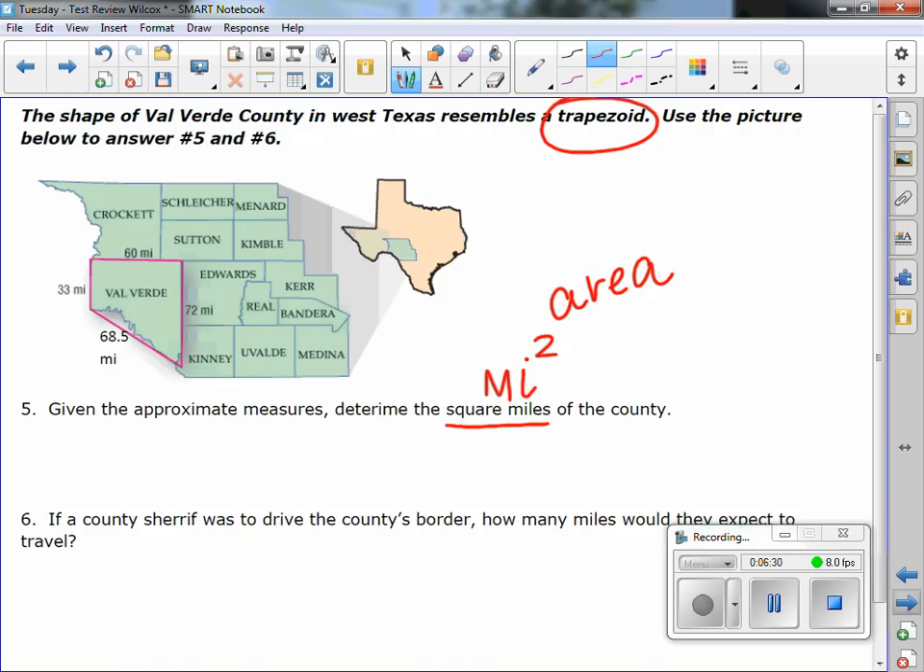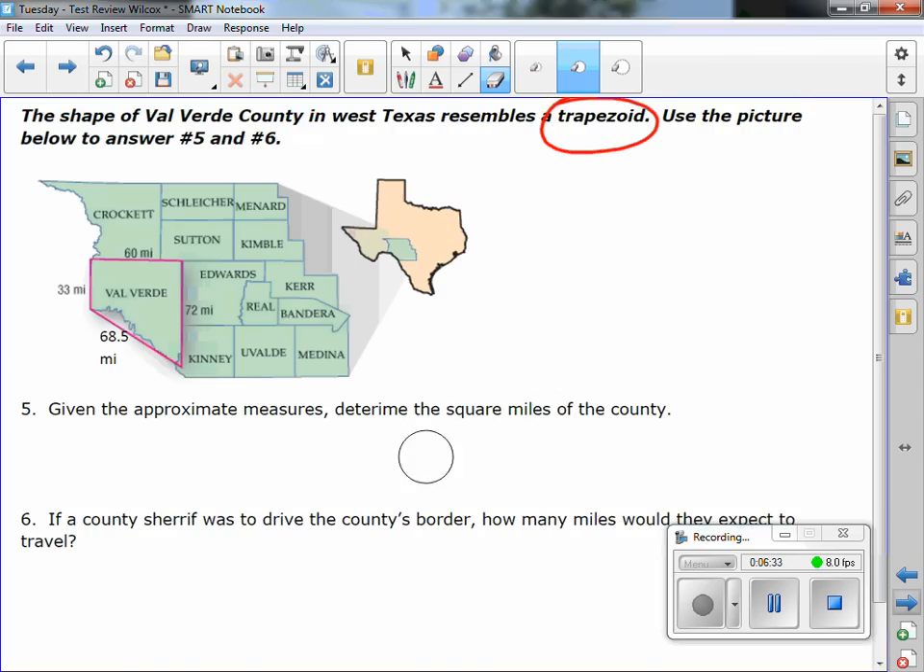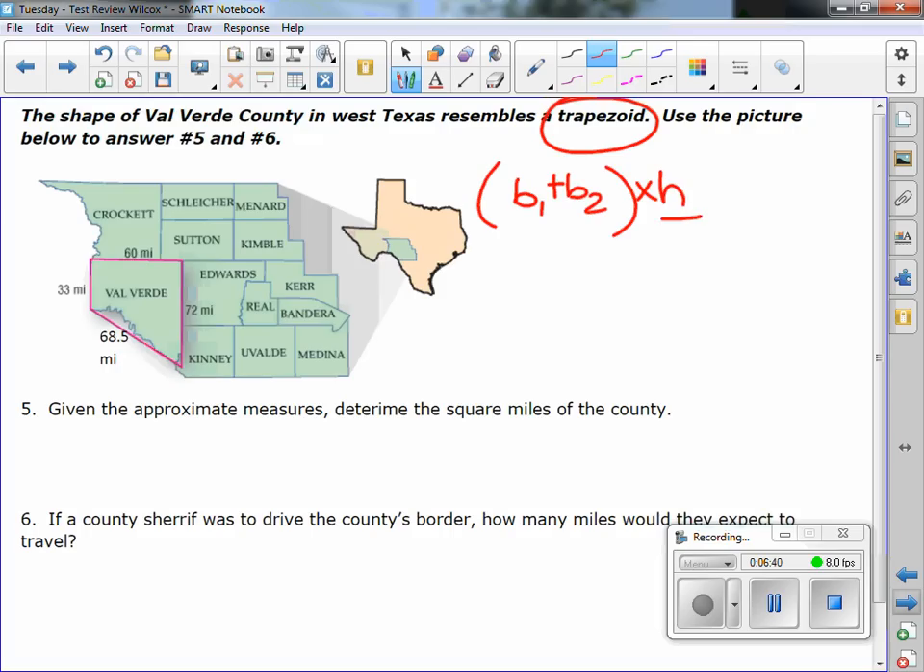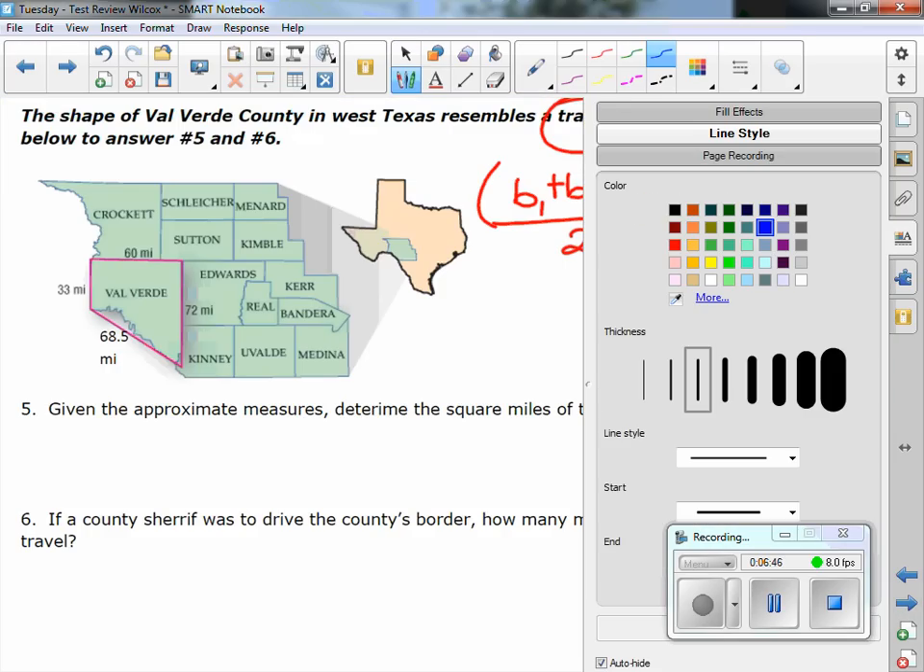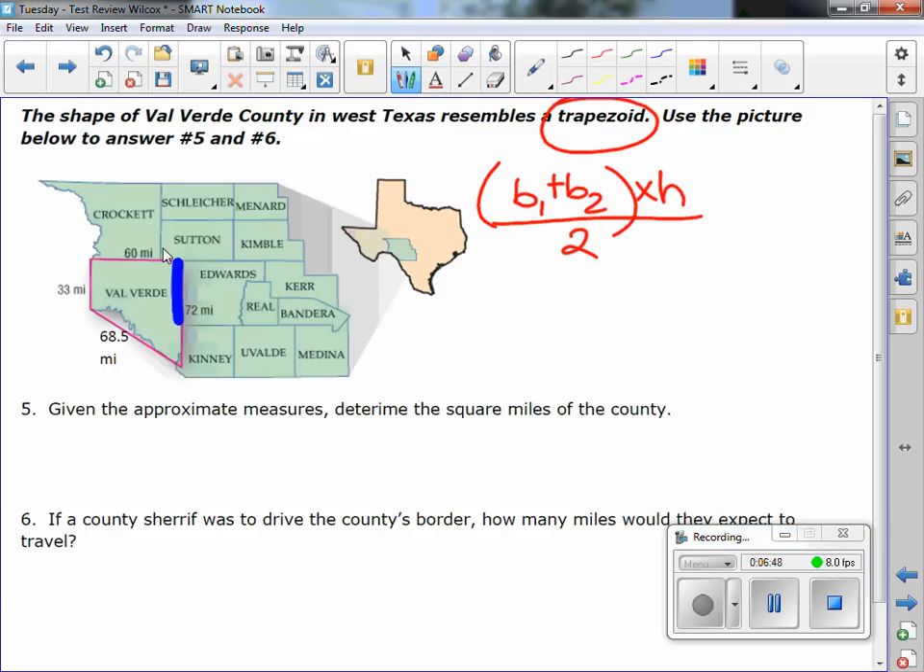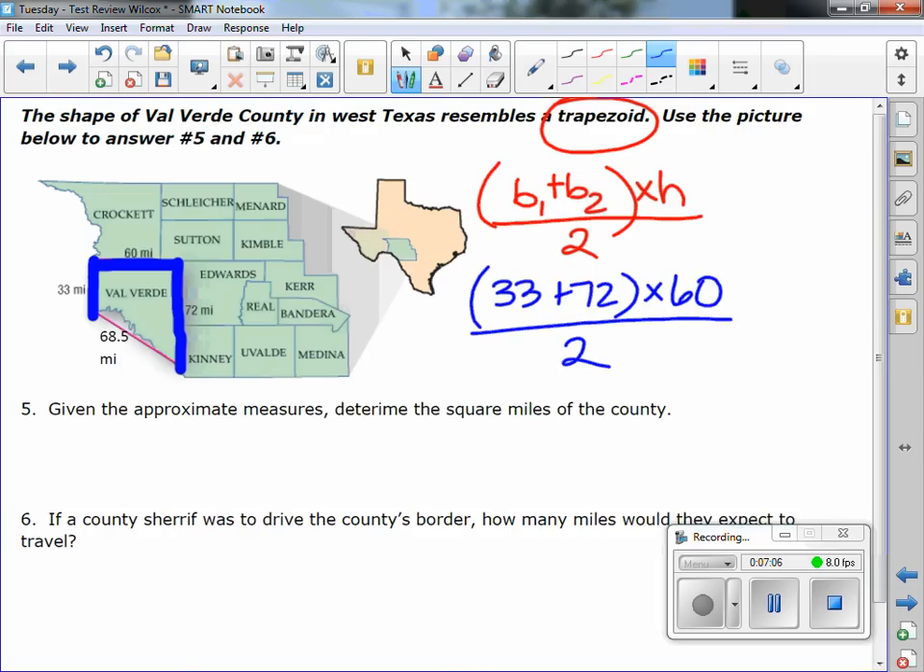They've already told us that it resembles the shape of a trapezoid. So using your formula chart, the area of a trapezoid is base 1 plus base 2 times the height of the trapezoid divided by 2. If you look at the trapezoid here in the picture, you'll see that your bases are actually these two pieces here. Because remember, your bases and your height have to form that 90-degree right angle. So if it helps you, turn your page around so that you can see that. So our bases are 33 plus 72 times my height of 60, and then divide by 2.